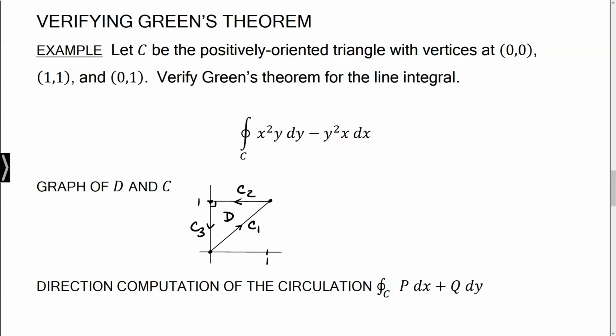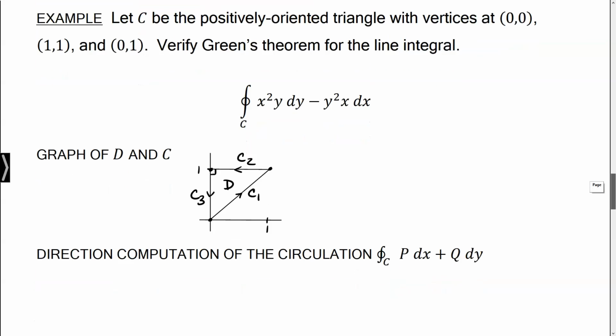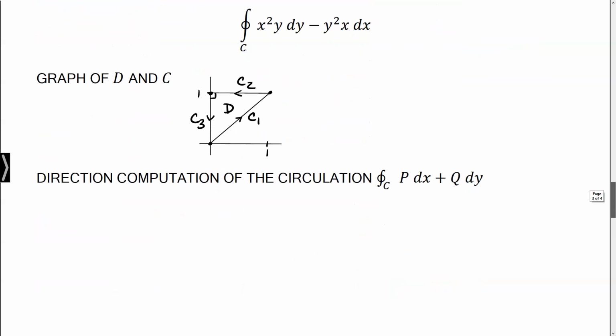Okay, so let's do the circulation first directly. So let's take a look at that. So we're going to be integrating x squared y dy minus y squared x dx. Okay, so let's first look along C1. Notice that on C1, this is the graph of y equals x, right? Because this is the point 1, 1. So along there, y is equal to x, which also means dy is equal to dx.